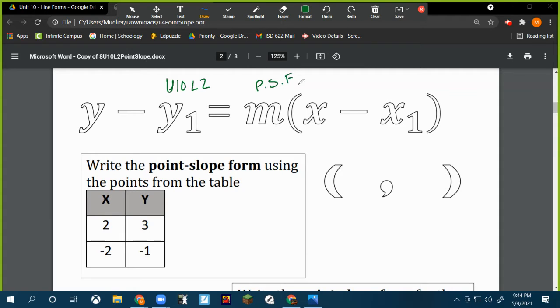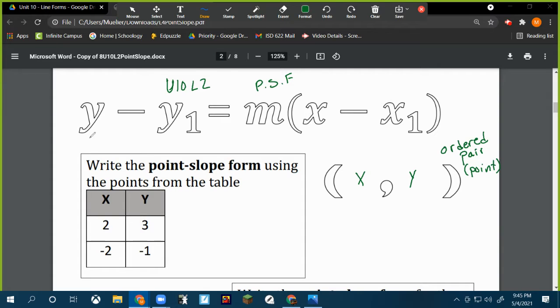Point slope form. Y minus y1, that's a y coordinate, the opposite of your y coordinate, equals m, your slope, times x minus x1. Remember, an x and a y, we just called that an ordered pair. That is an ordered pair. We also call it a point on the line or on your graph. A couple different names for it.